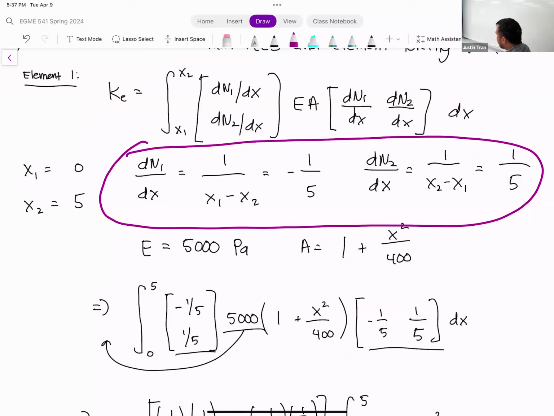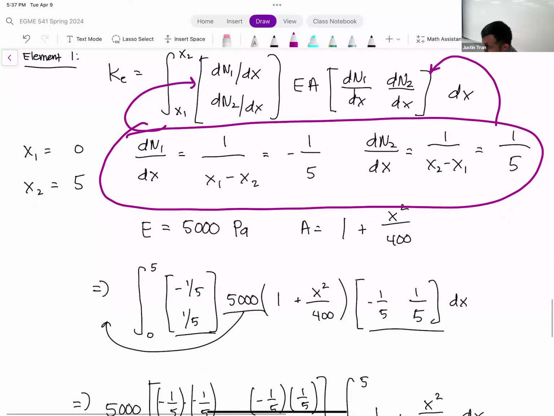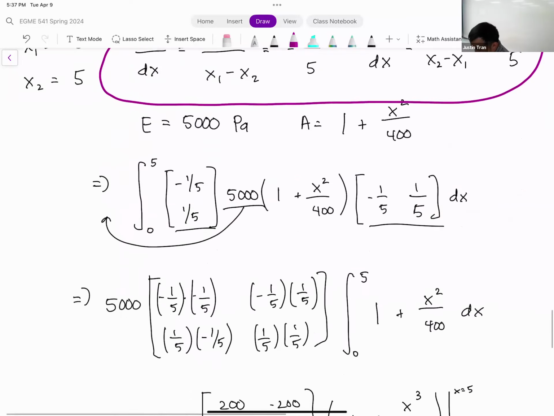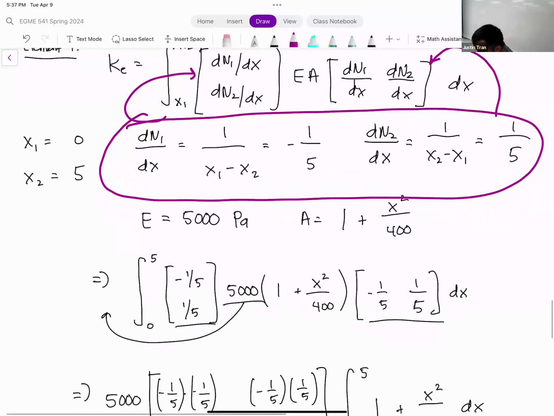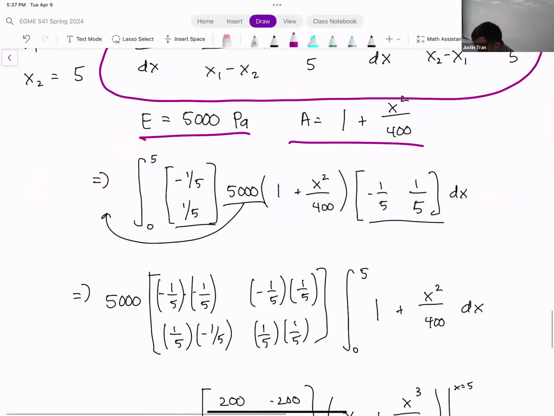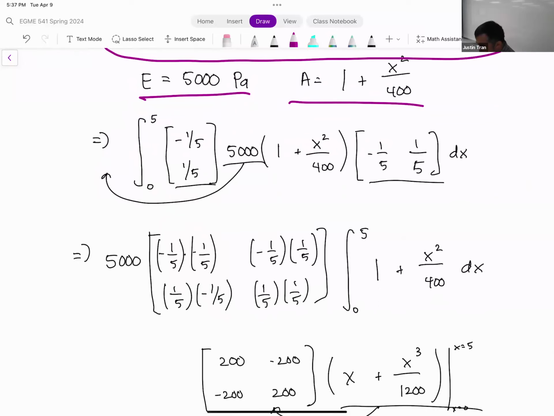And so I think visually when you first look at this equation, those shape function derivatives and that matrix form are a little bit intimidating, but just know that the shape function derivatives for the most part are just going to be constant terms. Okay. All right, so you plug those in here, right? So you have a -1/5, -1/5. We plug in our value for E, which here is 5,000 Pascal. And then we're going to plug in our function for the area as well, which is 1 plus x squared over 400. Okay. All right, so we perform that arithmetic.